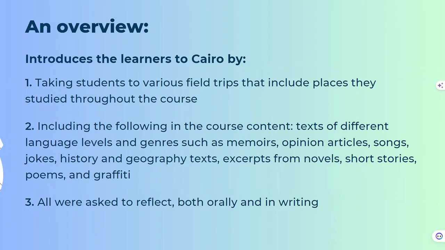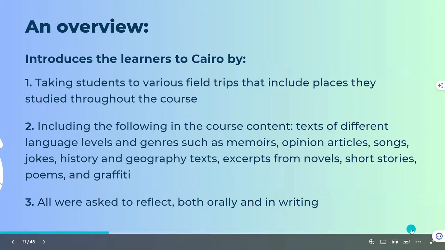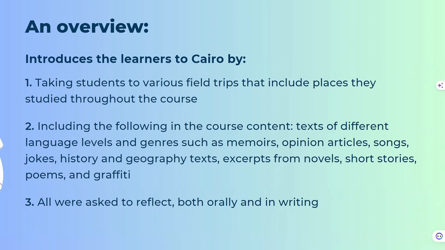A very quick overview of the course: it takes the students on various field trips that include places that they studied about in the courses in Cairo, because it is a special experience for the students to learn about Cairo in Cairo. This course includes different materials of different genres, such as memoirs, opinion articles, jokes, history, geography texts, excerpts from some novels and other books, poems, and some graffiti. And the students go and visit on field trips the places where some of these texts took place.